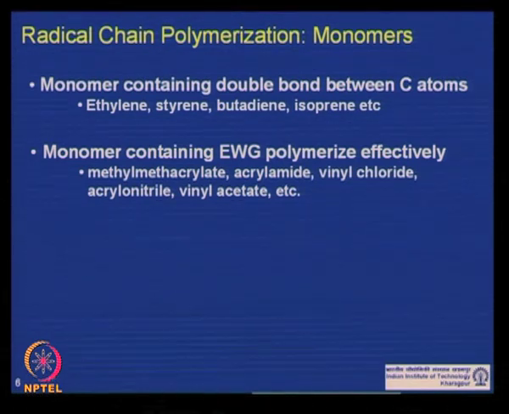And if the monomer contains an electron withdrawing group, then the polymerizability of that double bond actually goes up, for the reasons we just talked about in the last 10-15 minutes. So, examples like methyl methacrylate, acrylamide, vinyl chloride, acrylonitrile, vinyl acetate, etc., can be very easily polymerized by a radical initiator.